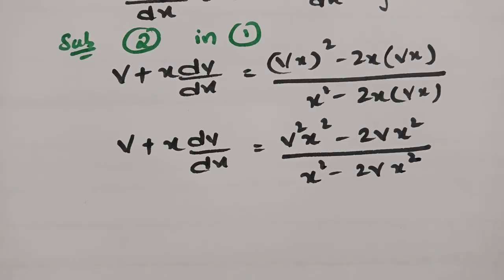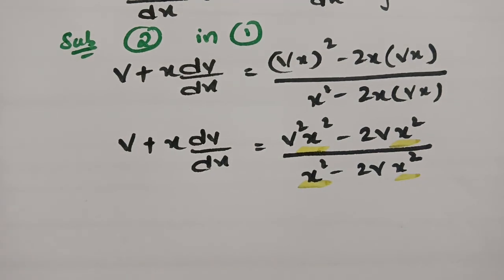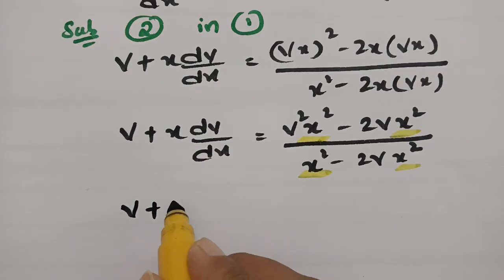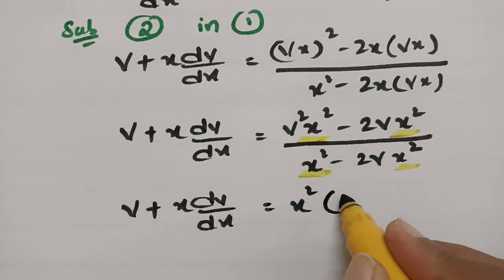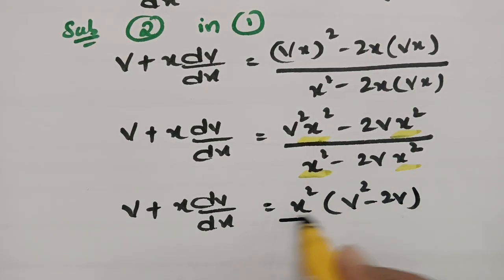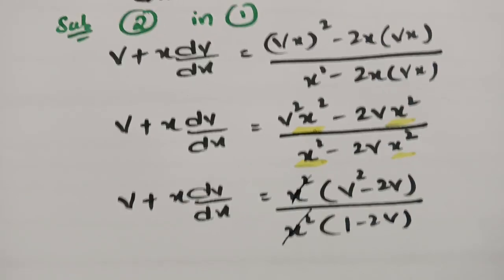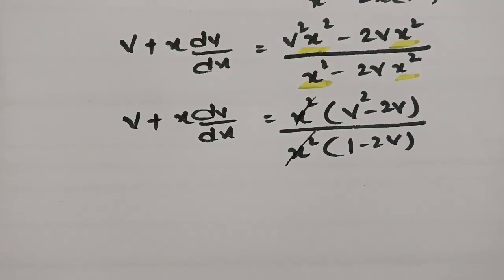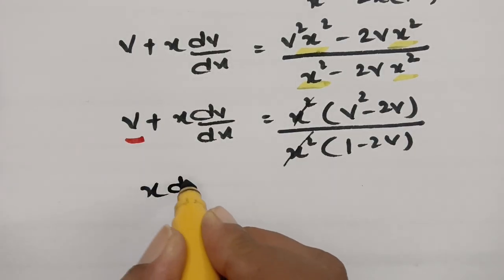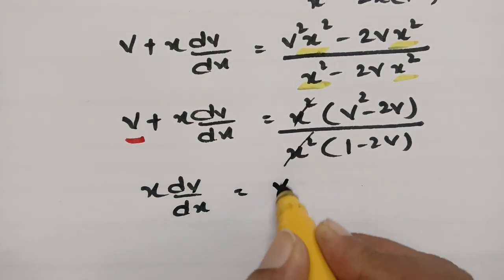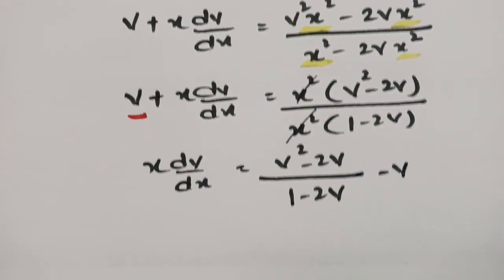Now, if you observe, I am going to take x squared common and cancel. So v plus x dv by dx is equal to x squared times (v squared minus 2v), divided by x squared times (1 minus 2v). Now if I cancel these two and send this v to the other side, this will become x dv by dx is equal to (v squared minus 2v) by (1 minus 2v), minus v.